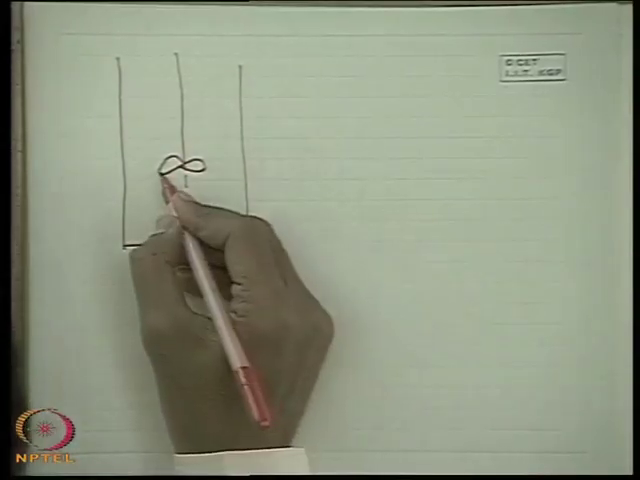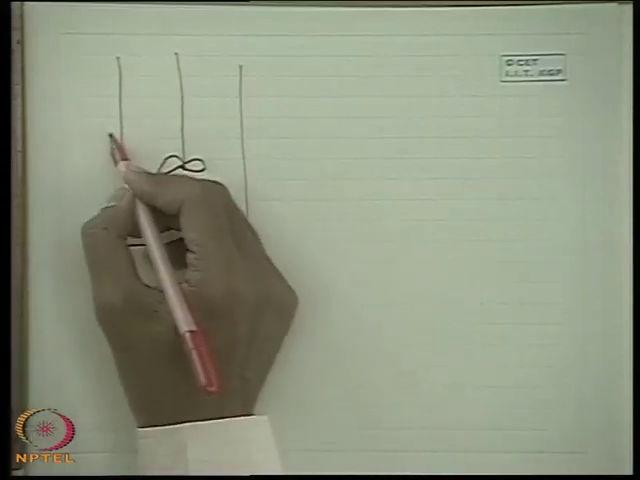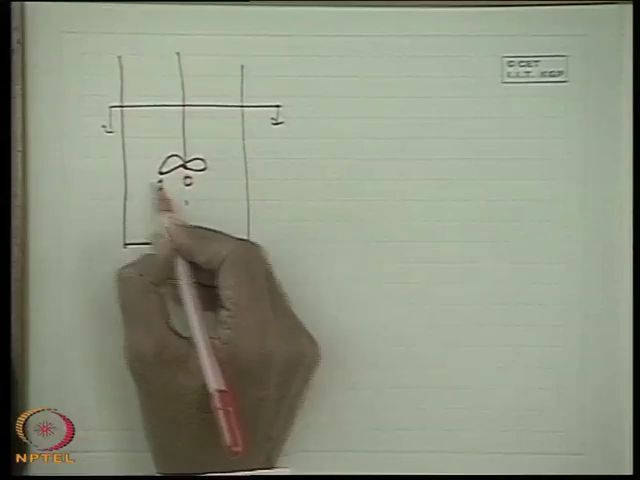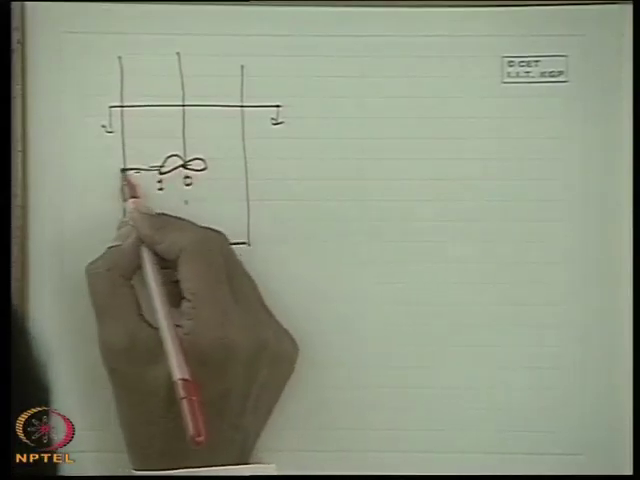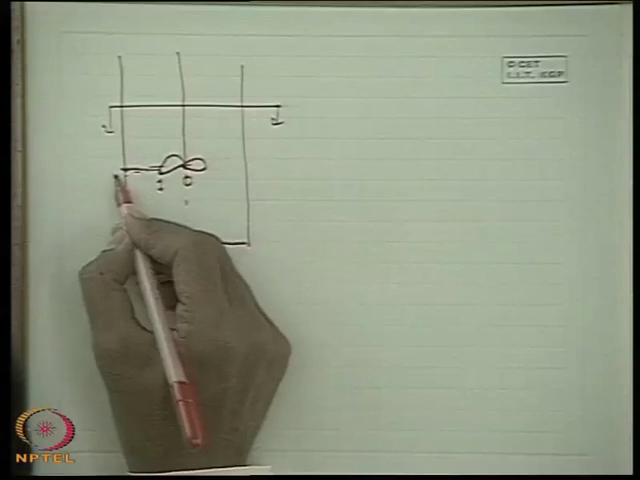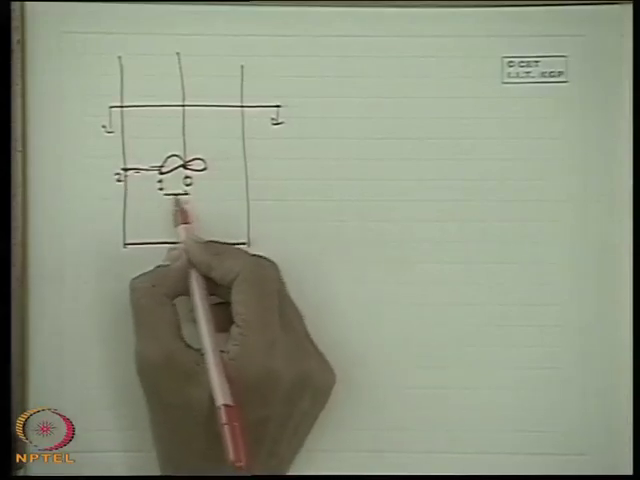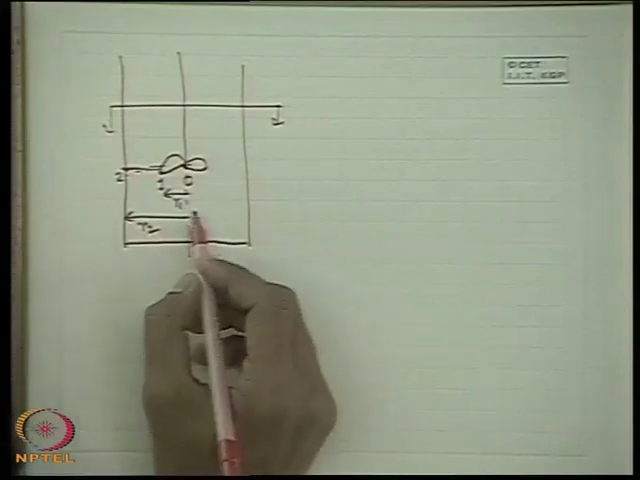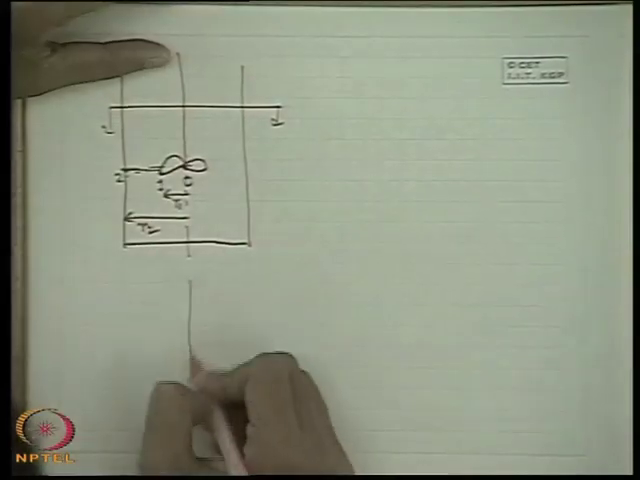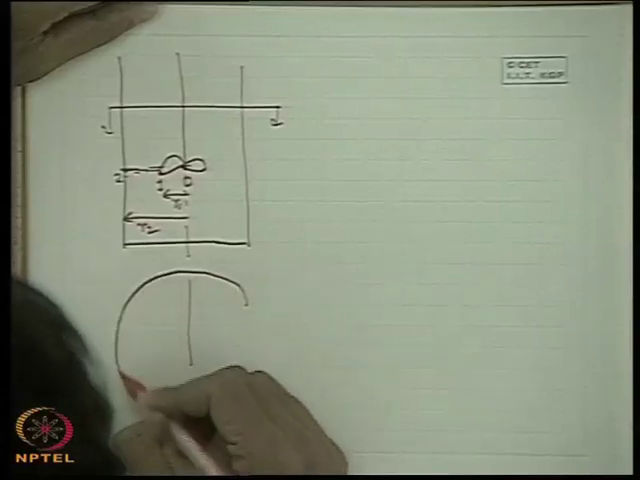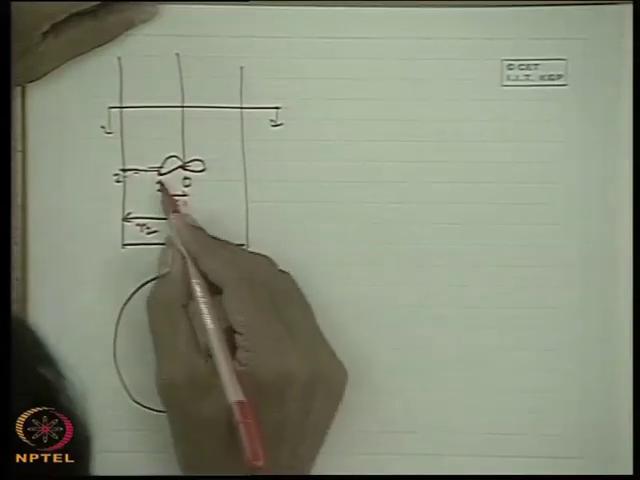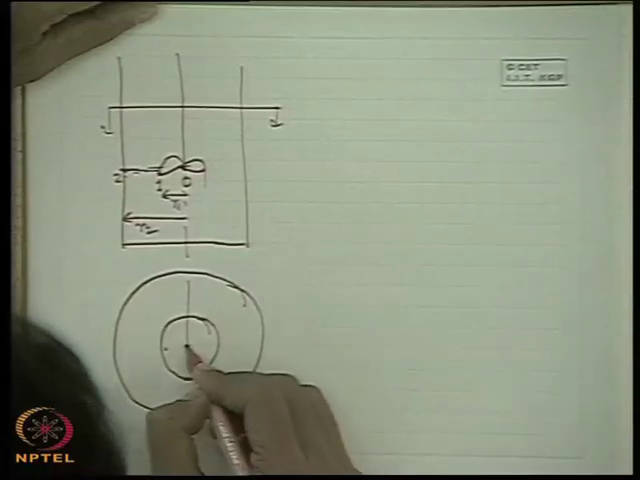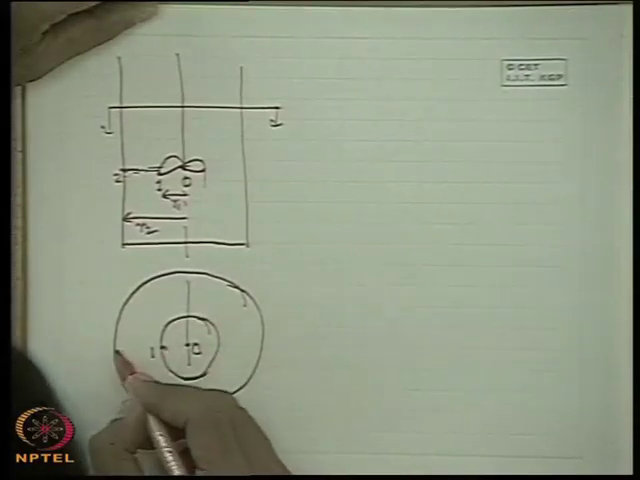We recall that this is in a horizontal plane. Let this point be the center 0, this is point 1, and at the same radial location we take another point 2 at the surface. We define this radius as r1 and this as r2, the radius of the cylinder. If we see the plan view, we will get this type of figure with the paddle wheel, this is the center, and this is the radial location.